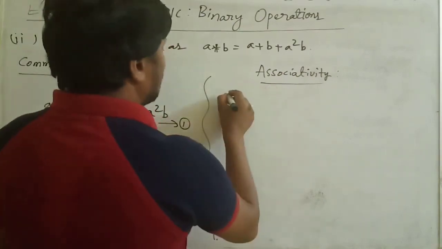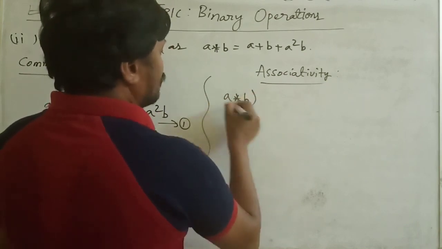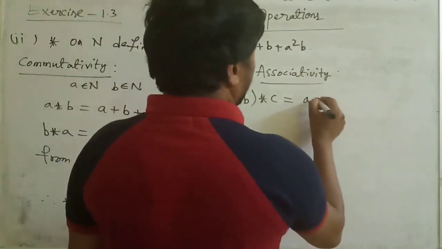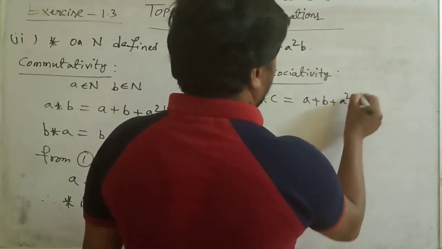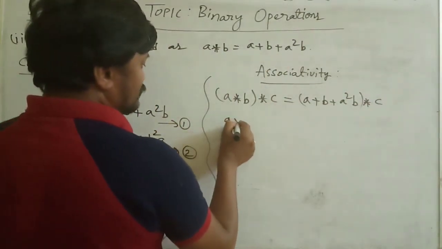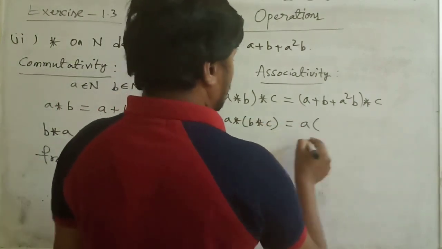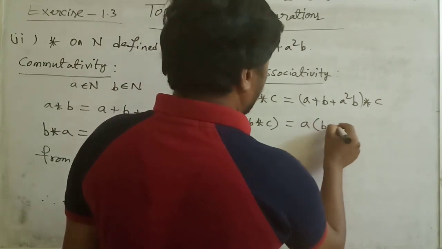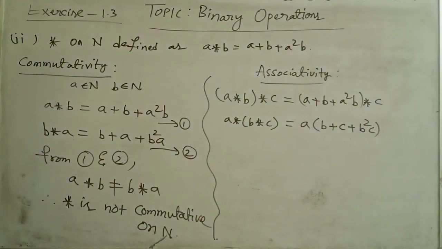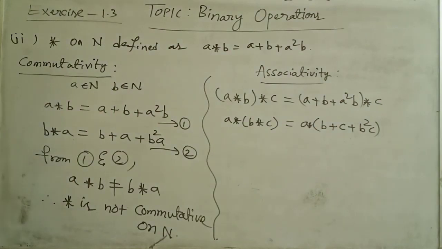Associativity means we'll take first A star B, star C. So A star B means A plus B plus A square B, then star C. Another one, A star, B star C. So A and then star B star C means B plus C plus B square C. By observing here itself, we are able to find out that this is not a binary operation.